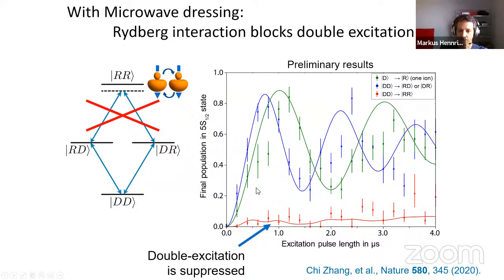On top of that, we see here that the blue curve is just the same as the green curve, but a little bit faster, a square root of 2 faster actually. This is expected because this laser couples the equal superposition of RD minus DR, with one ion being excited to the Rydberg state, while RD minus DR is not coupled at all. It's due to the coupling of one versus the other that you expect a square root of 2 speed up of the Rabi frequency.